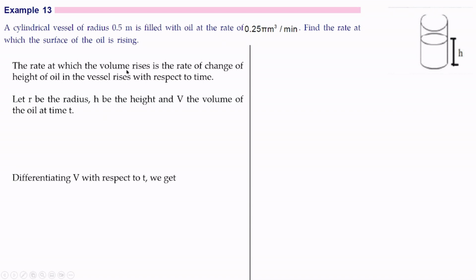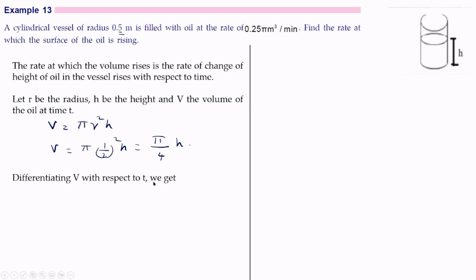So the rate at which the volume rises is the rate of change of height of the oil in the vessel with respect to time. So if we take r as the radius, h as the height, V as the volume of the oil at any time t, we have V equal to pi r square h. This is the volume of the cylinder. Now r is given as 0.5 meter. So V is equal to pi into half the whole square into h. So this is pi by 4 h. So we got volume as pi by 4 into h.